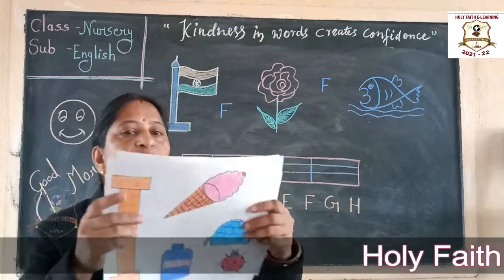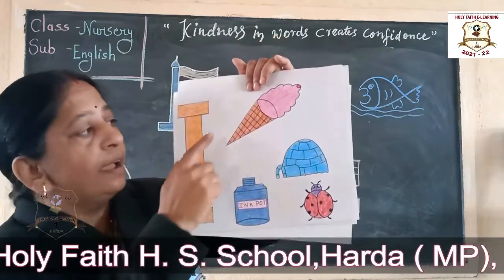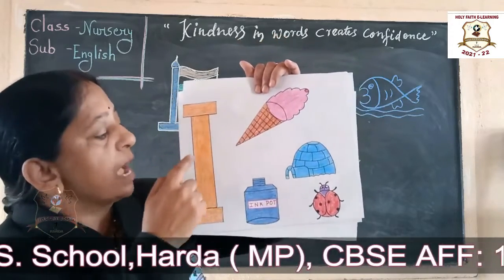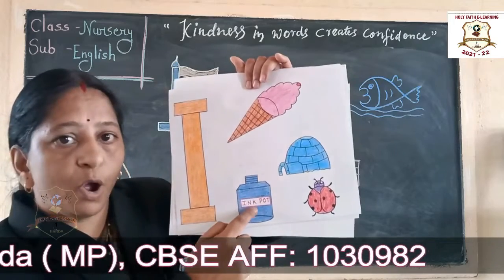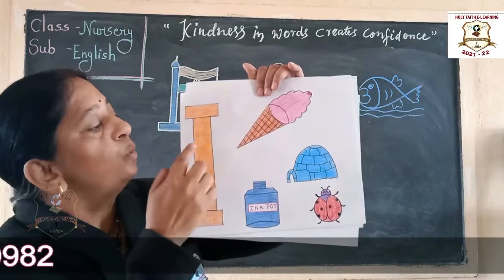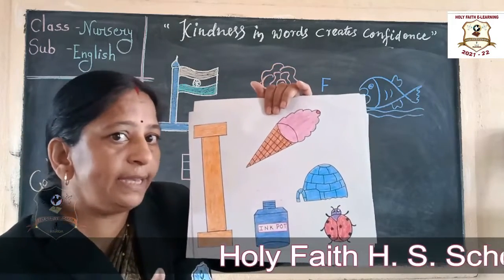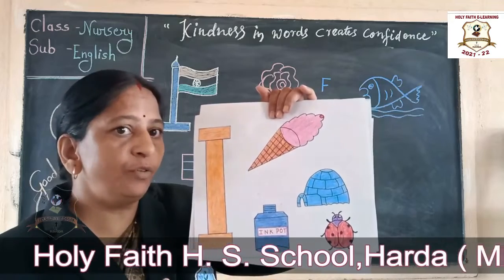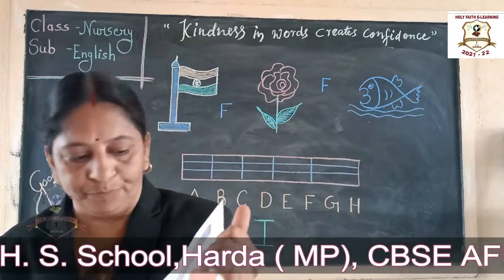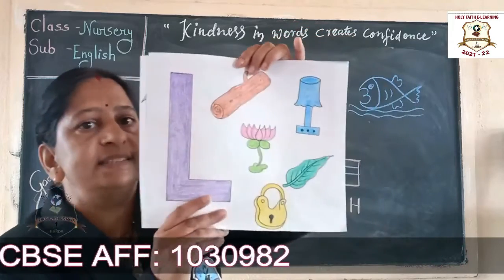Look here. Which letter is this? I. I for ice cream. I for ink pot. I for igloo. I for insect. And what is the sound of I? E. Next is L. Which letter is this?